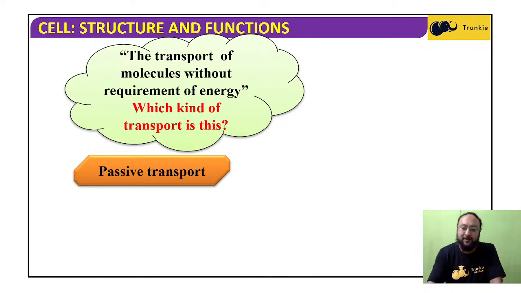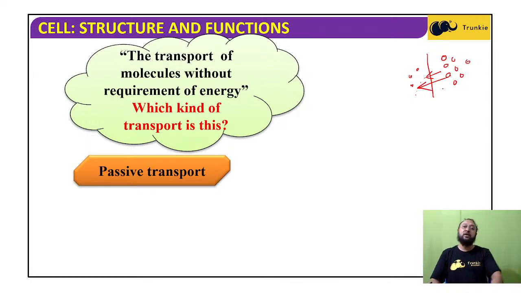For example, if there are molecules present here and there is a membrane, the molecules are moving and passing through, because a lower concentration of this type of molecule is present on the other side, so they will come from the higher concentration to the lower concentration. This is called passive transport, passive movement without requirement of energy, and when the energy is required, it's called active transport. So this is the passive transport.